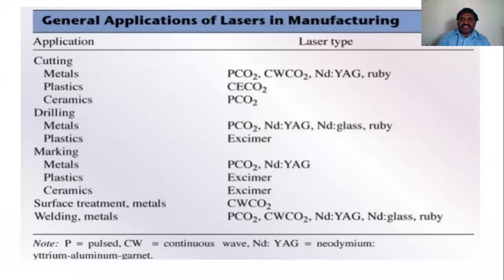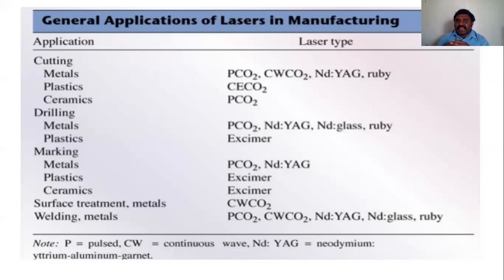Now the general applications. How can the general applications be carried out? The general applications of laser in manufacturing, with the application and laser type, may be cutting, drilling, marking, and surface treatment. The applications are on metals, plastic, and ceramic.